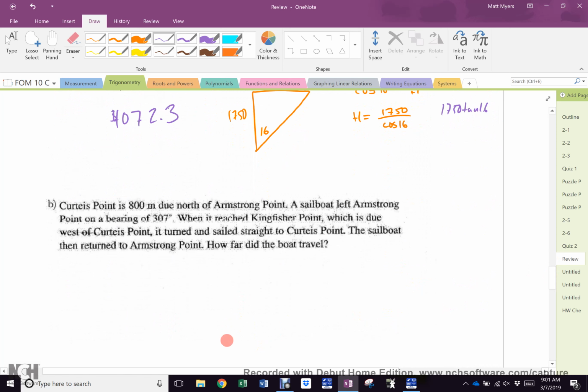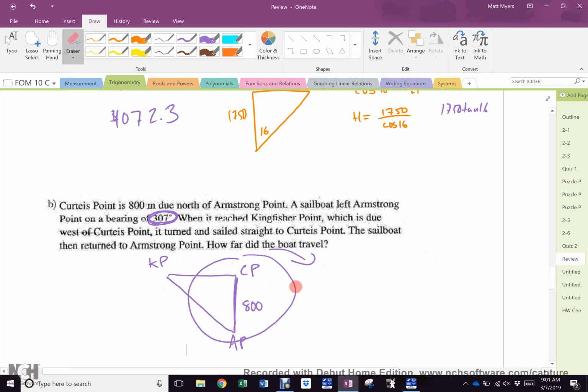Then down here, Curtis Point is north of Armstrong Point. So there's Armstrong Point, 800 up to Curtis Point. The sailboat leaves Armstrong Point and sails to Kingfisher Point, KP. Now, it says he left at a bearing of 307. Straight north is what? 0. We count clockwise. If I go all the way around, how far is that?